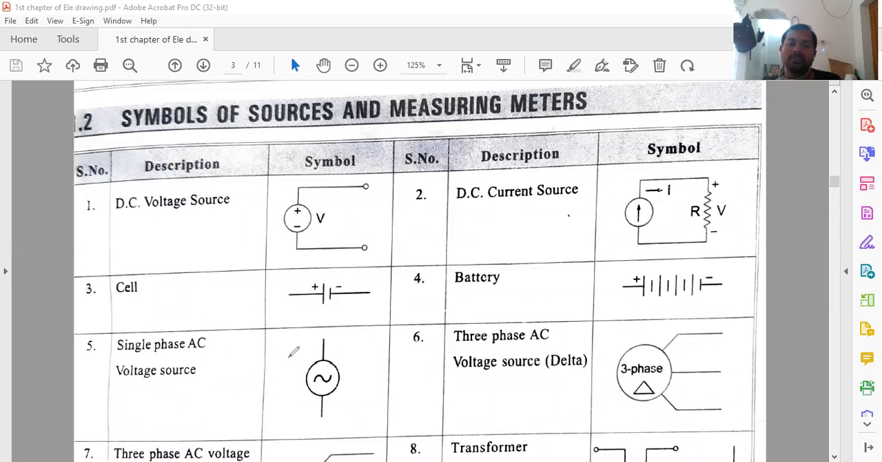And this is the symbol of the AC voltage source. You should represent it with a sinusoidal like this, and you should not mention positive and negative here, because this positive and negative is not fixed. For the positive half cycle, this is positive and negative; for the negative half cycle, this becomes negative and positive. So it is very difficult to represent and not a good procedure. That is why you should simply represent it as sinusoidal.